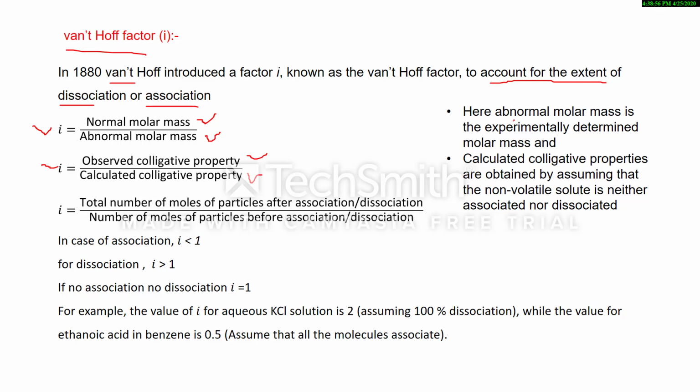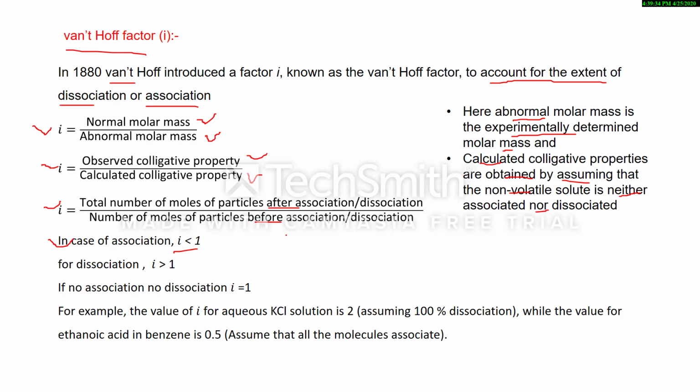Now in these two formulas, abnormal molar mass is the experimentally determined molar mass, and calculated colligative properties are obtained by assuming that the non-volatile solute is neither associated nor dissociated. One more formula: i is equal to the total number of moles of particles after association or dissociation divided by the number of moles of particles before association or dissociation. In case of association, i is always less than 1. See the example of acetic acid.